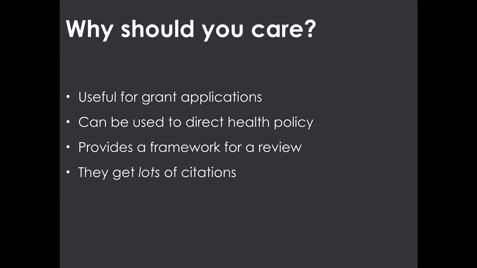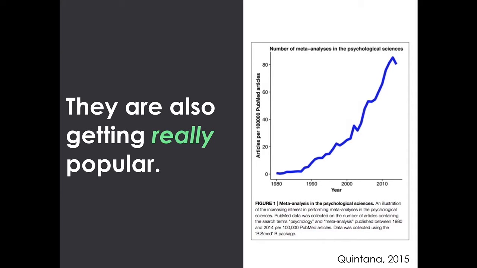There's a number of reasons why you should actually care about doing a meta-analysis. Firstly, they're really useful for grant applications. If you really want to demonstrate the state of the field, a meta-analysis is a great way of doing that. On a larger perspective, they can also be used to direct health policy. It also provides a great framework for a review, and meta-analyses tend to get a lot of citations. The reason being is that meta-analyses solve problems, and in this case, it's what is the state of a particular literature. If your paper can solve a problem, it's going to get a lot of citations and a lot of reads. They're also getting really popular.